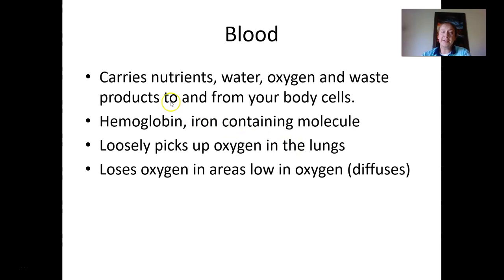So the blood itself carries nutrients, water, oxygen, and waste products to and from your body's cells. Oxygen and carbon dioxide, for example, are carried from your lungs into the bloodstream and then back to your lungs. Whereas the waste products we need to get rid of, say liquid, go to the kidneys to be filtered out.